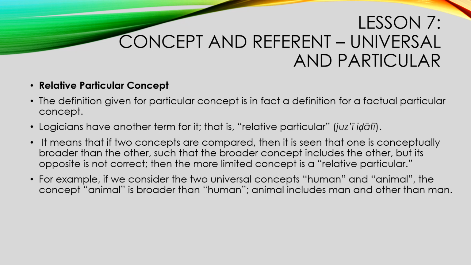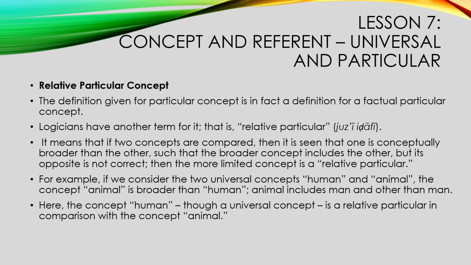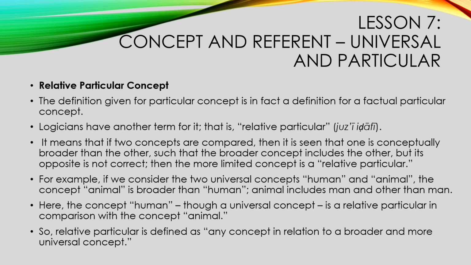For example, if we consider the two universal concepts, human and animal, the concept animal obviously is broader than human, because animal includes man and other than man. Here, the concept human, though a universal concept, is a relative particular in comparison with the concept animal. So relative particular is defined as any concept in relation to a broader and more universal concept. That is what we call juz'ī idāfi.